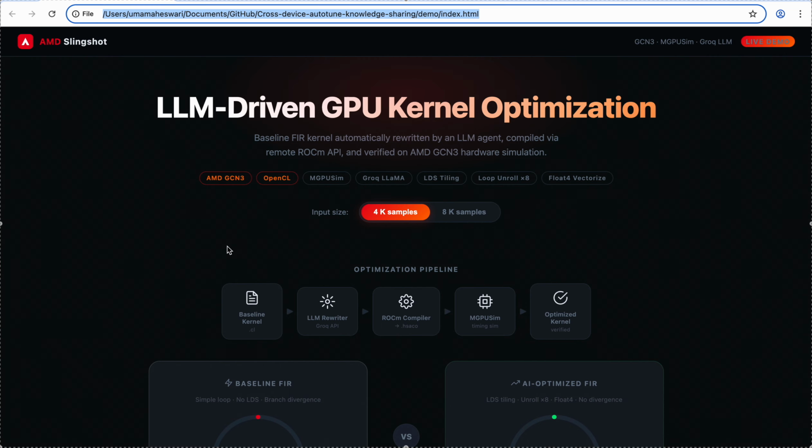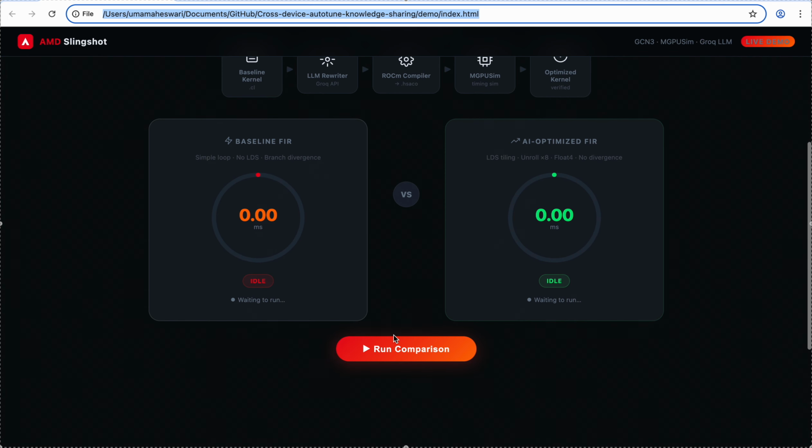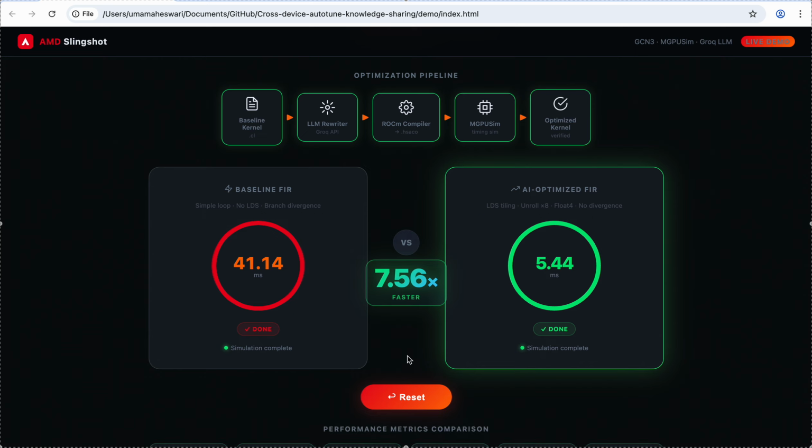All right, so moving on to our demo. Let's look at a quick demo of how our system actually works. So yeah, this is our current setup. On the left side, you have the unoptimized kernel that is currently running for a certain number of iterations. Meanwhile, on the right side, you have our optimized kernel. Now, as you can see clearly, there is a 7.5x speed up. That just means that the AI optimized kernel, which we retrieved by running multiple iterations, is clearly superior.